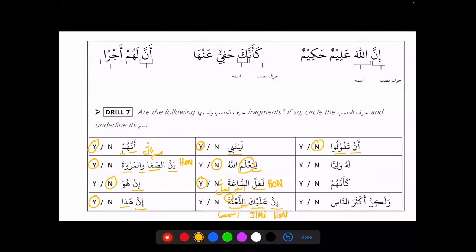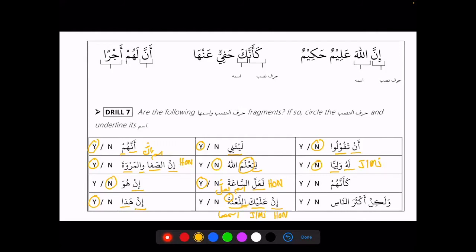Lahu waliyan. No. What is lahu? Lahu is jar majroor. Very good. So this is basically jar majroor fragment, not harfu nasab. And waliyan is something else, right? So this is a big no. Oh, sorry. This is no here.